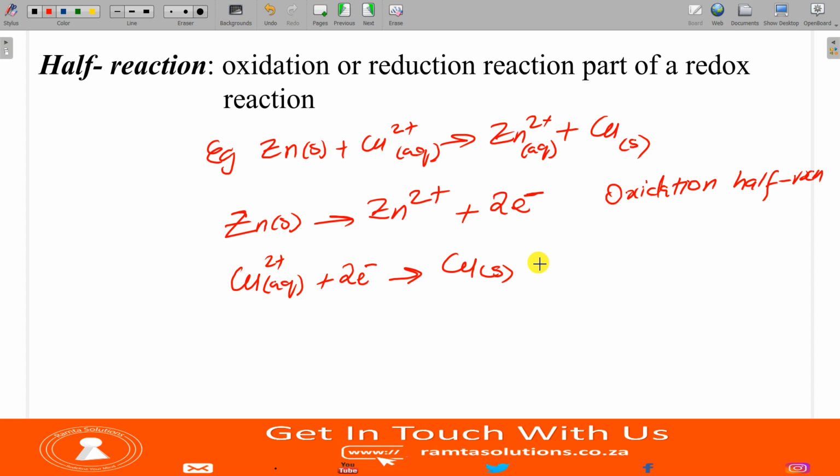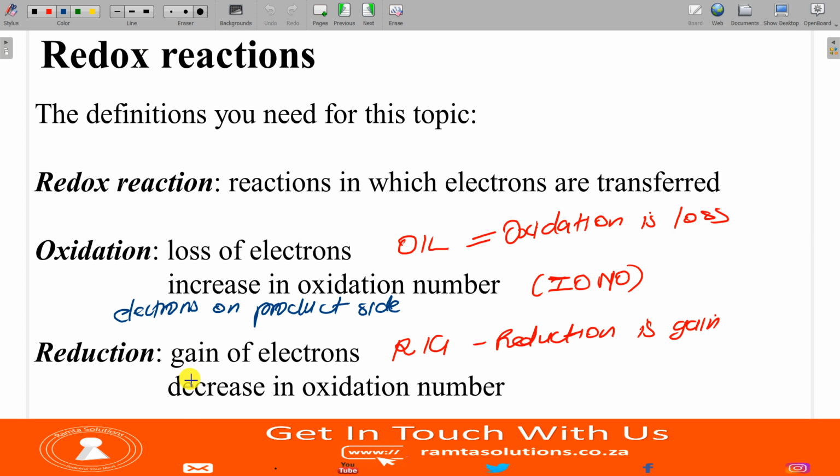So what is this reaction? It is a reduction half reaction. Now, what is the difference? As you can see, with reduction, electrons are on the reactant side.